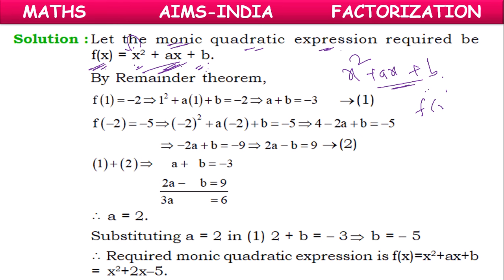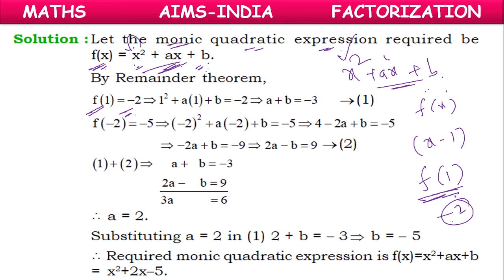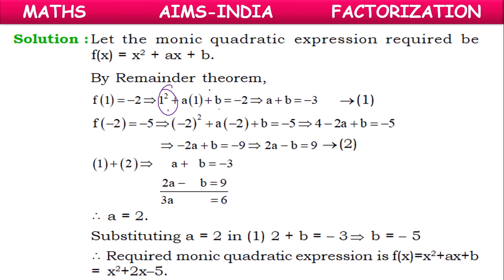If this f of x is divided by x minus 1, according to the remainder theorem, the remainder is f of 1, which is equal to minus 2. So they have given f of 1 equal to minus 2. How to find f of 1? In the place of x, we have to keep 1. So this will become 1 square plus a into 1 plus b. So 1 square is 1, a into 1 is a, plus b.